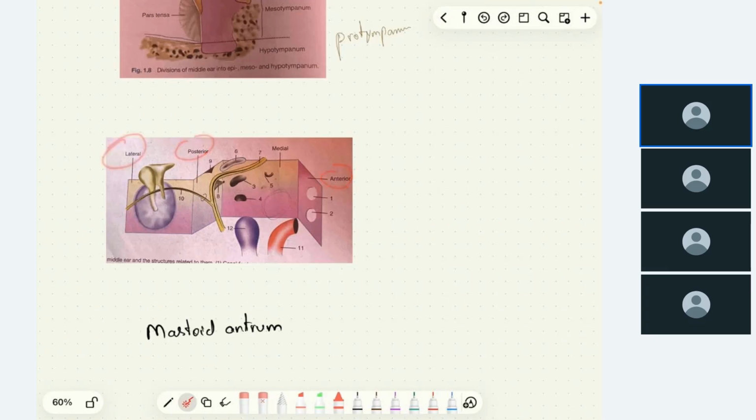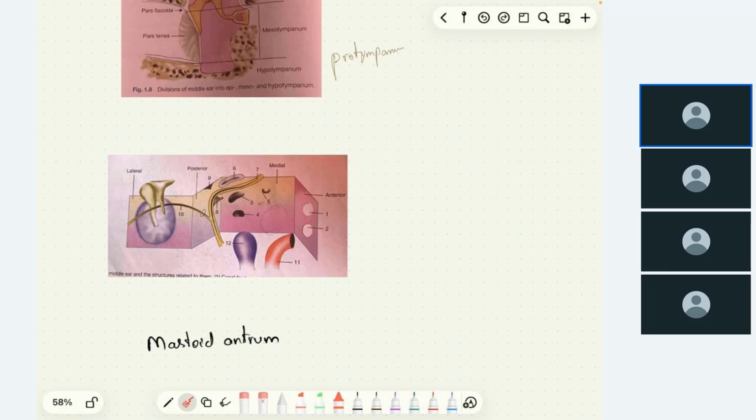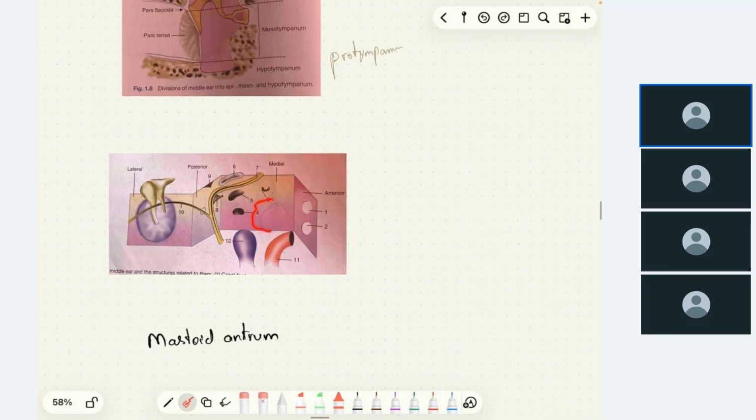Let's see the most important among these walls, that is the medial wall of the middle ear. The medial wall of the middle ear is formed by the labyrinth, you all know. The labyrinth projects as a bulge in the middle ear, called the promontory. It's not shown in this image. Let me make it. The promontory.